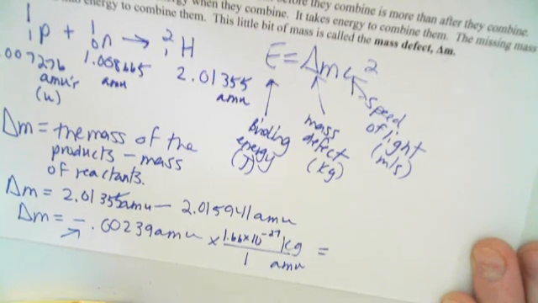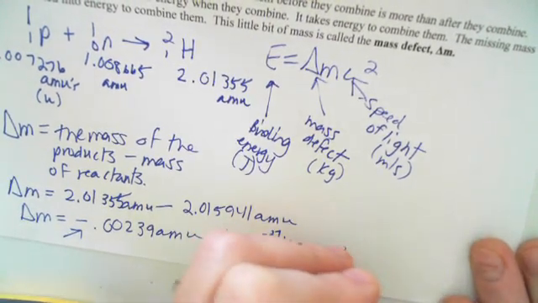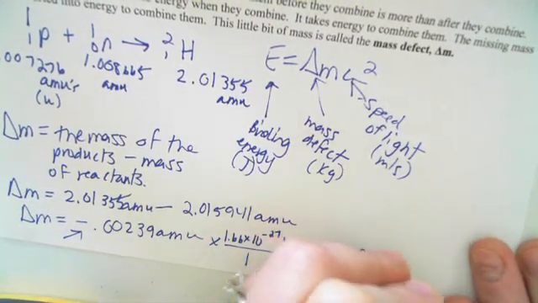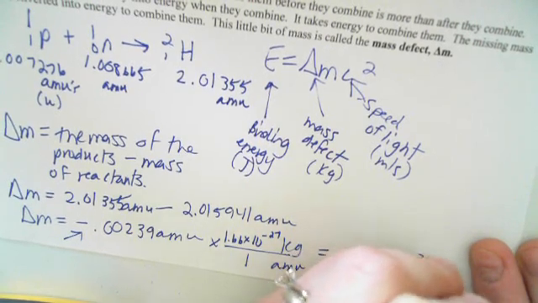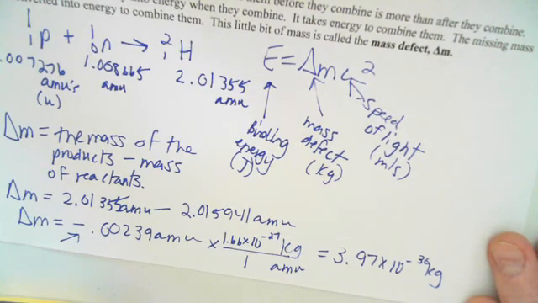0.00239 times 1.66 times 10 to the minus 27th. Try that again. You get 3.97 times 10 to the minus 30th kilograms. Okay, so guys, that's the amount of mass that was directly converted into energy.